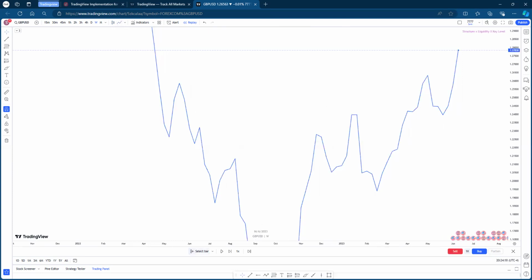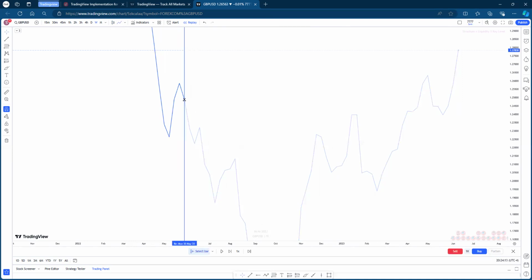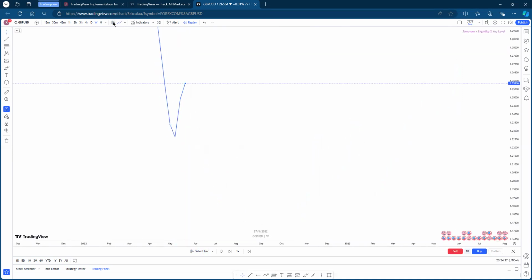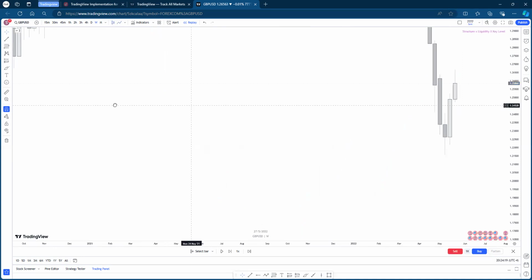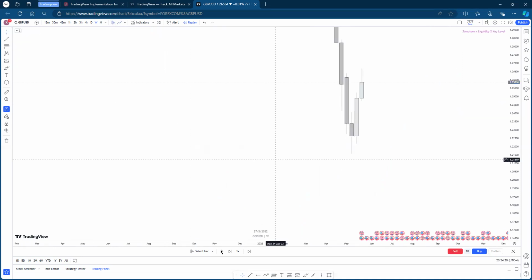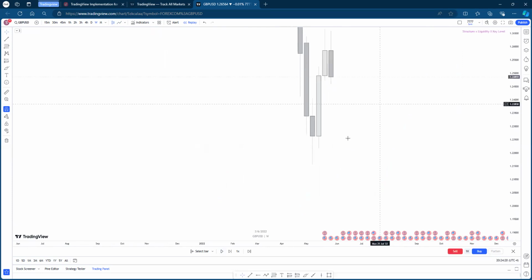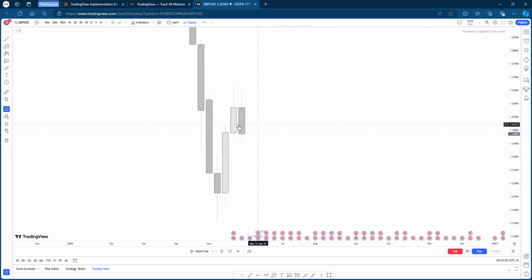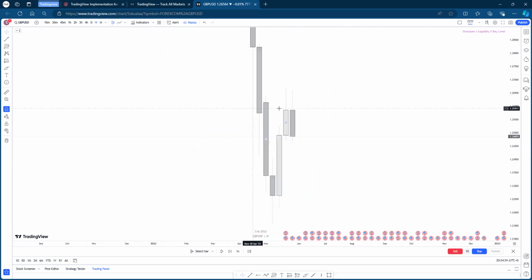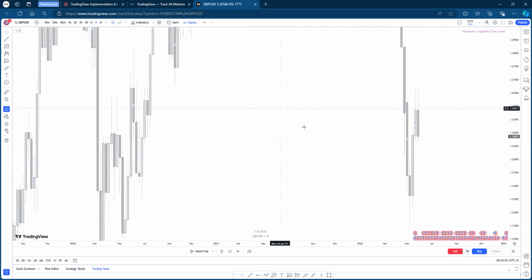Let's take this one out. Okay. Can you see what we have here? This is a proper engulfing, right? You can see how price engulfed on the weekly time frame.